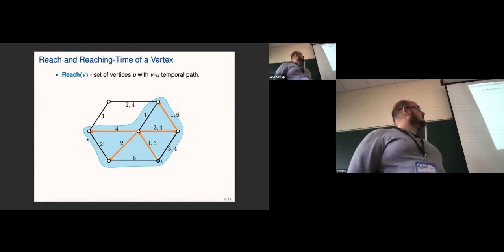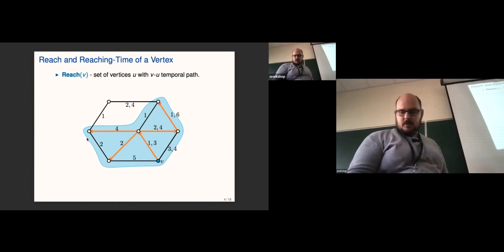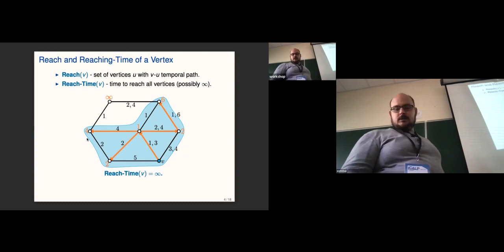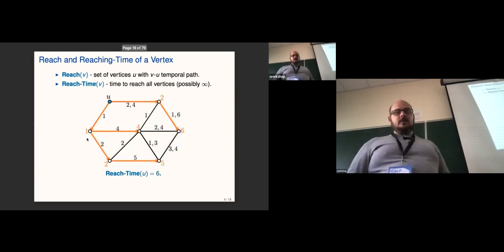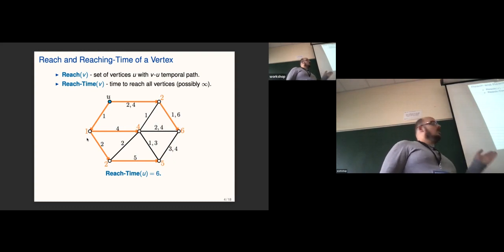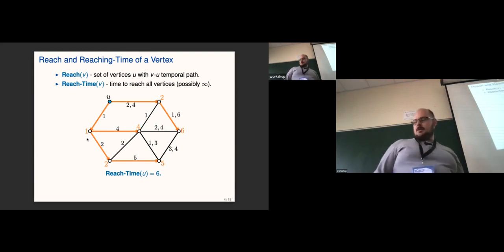You can just believe me, but you could see it after a bit of staring at the graph. Now, the reach time of the vertex is the time to reach all vertices. So in this example, it will be infinity because we are never reaching that one vertex. But for example, if we start from that vertex, we can actually reach all the vertices at time step 6.